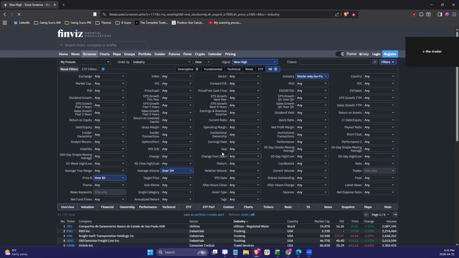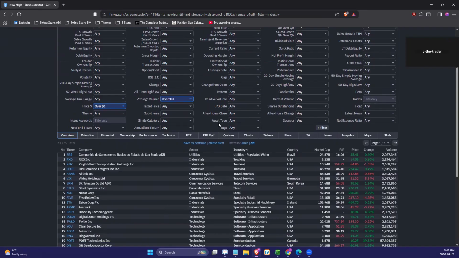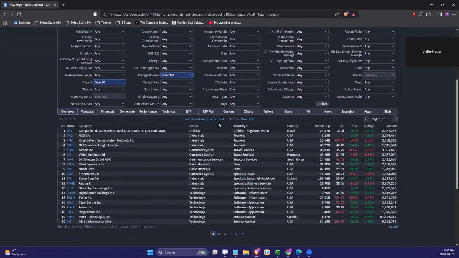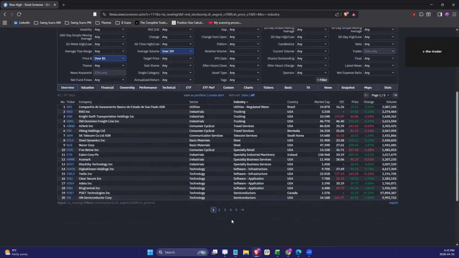Another way that I like to do, that's simple and straightforward, is just scanning for new highs, like what's making new highs, and then sorted by industry. I read that in a Minervini book. That's how he goes about finding hot themes and new leaders, just tracking new highs. So I'll run through here.